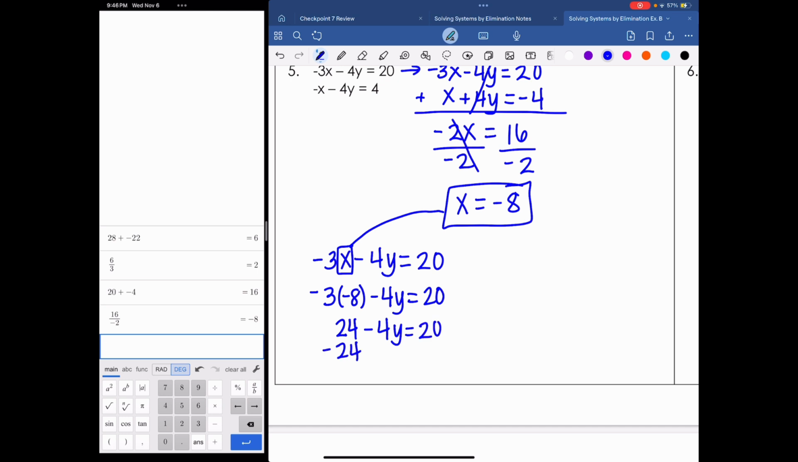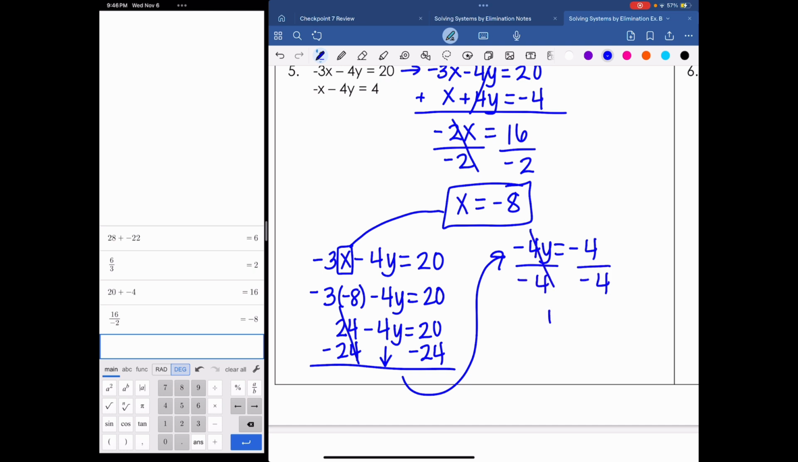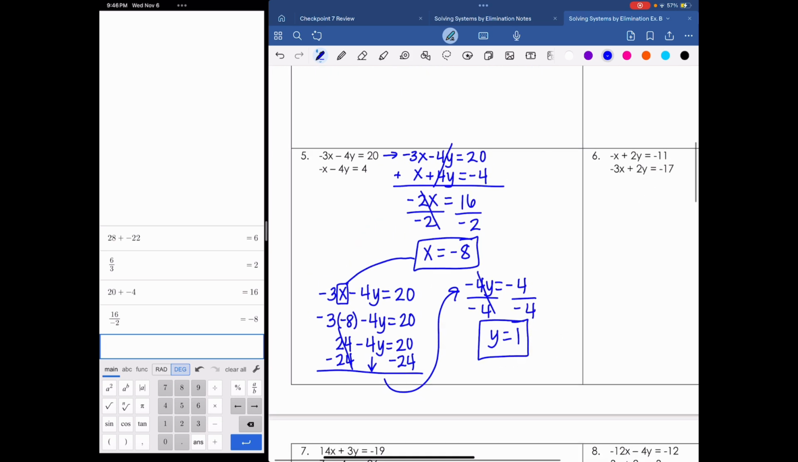Next step, I'm going to remove the constant by subtracting 24 to both sides. I end up with, I'm going to go ahead and write this over here, -4y equals 20 minus 24, which is -4. Divide both sides by -4. -4 divided by -4 is a positive 1. So now we want to go ahead and write this out as an ordered pair. As an ordered pair, my solution is -8, 1.